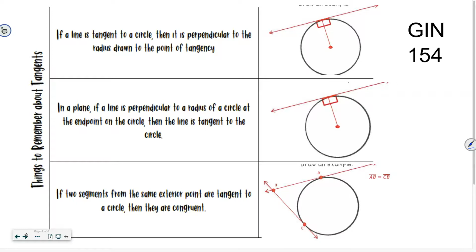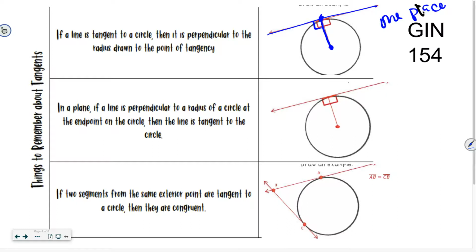It says here, if a line is tangent to a circle, then it's perpendicular to the radius drawn to the point of tangency. So this line is tangent to the circle. That means it intersects in one place. And they're saying if I go from that point of tangency back to the center, it's a radius and it's always going to be perpendicular every time.